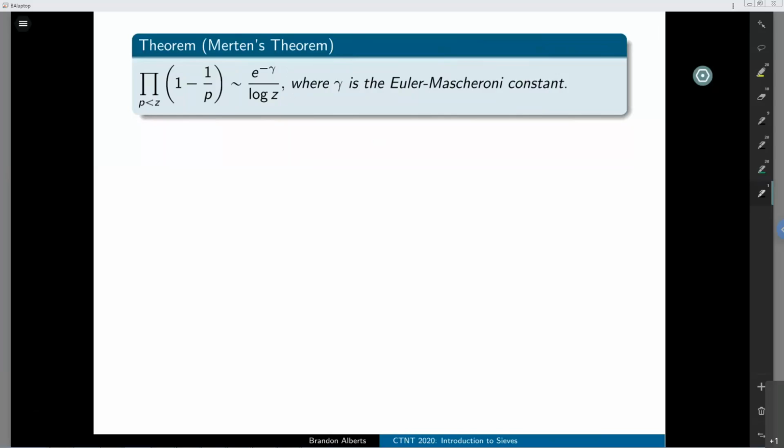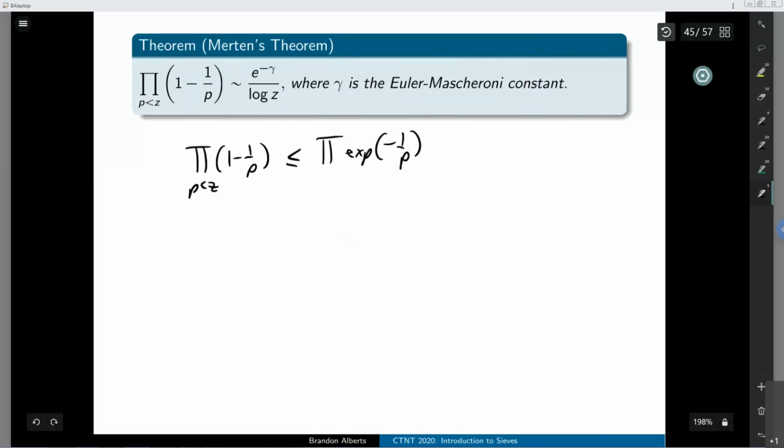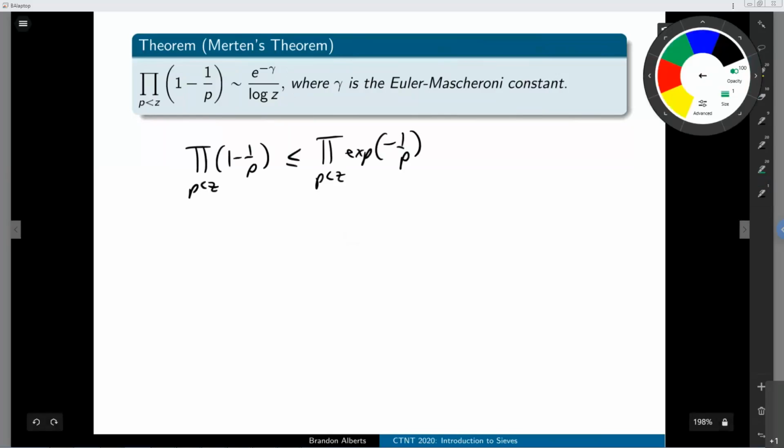But you can sort of get part way there using that exponential trick that we used earlier. This is less than or equal to the product of the exponential function of negative 1 over p, for p less than z, because 1 plus x is less than or equal to e to the x.